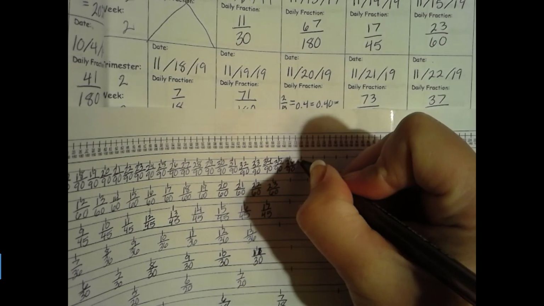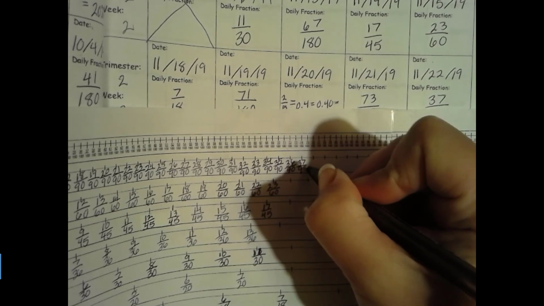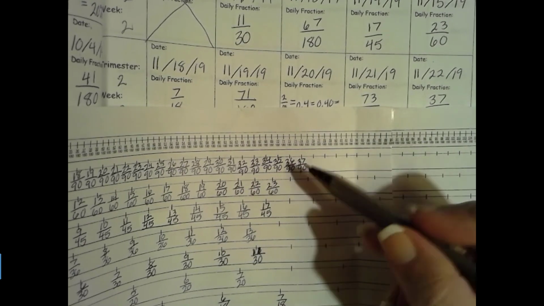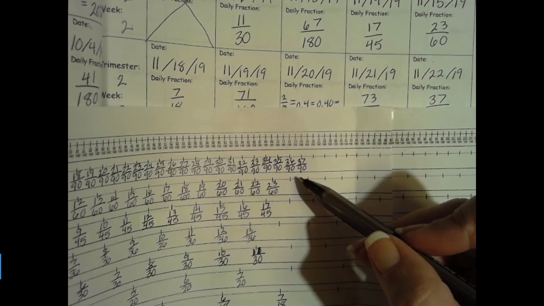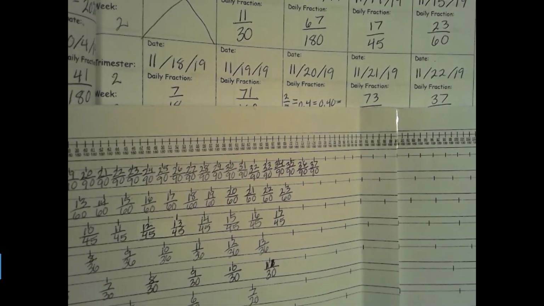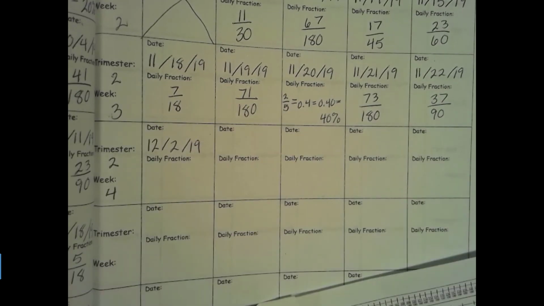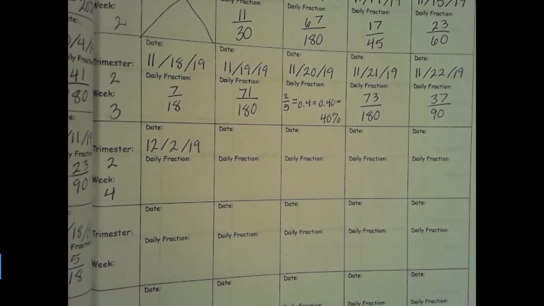And then today is 37/90ths. There's no lines below it because it is our simplest form, or equivalent fraction in lowest terms. Okay, go ahead and put your number line away, erase your worksheet, and thank you for joining me.